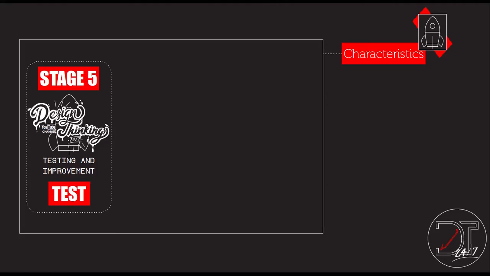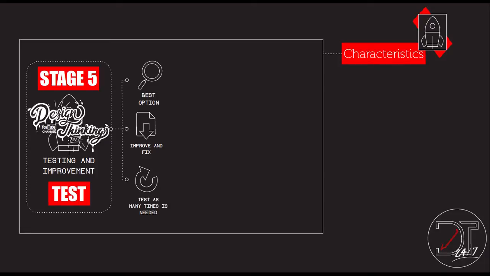Okay, so when we are talking about stage 5, it's very important to know that here you are gonna validate. You are gonna see if the things that you have been working on really work or not. It's very important to know that here the focus is to improve whatever you're doing. So the idea here is that you can choose the best option, the option that can improve or fix the need that you are working on.